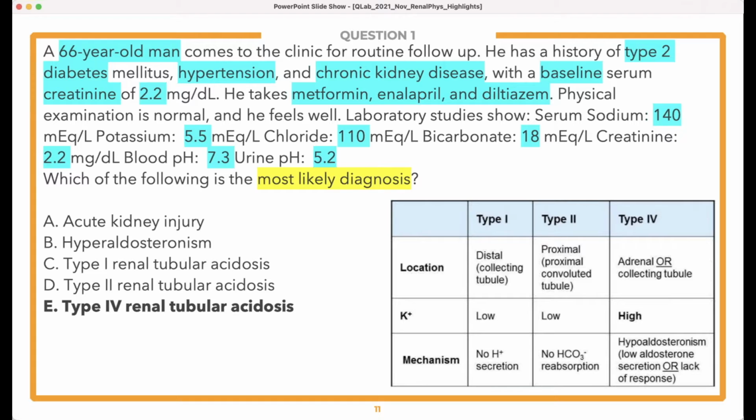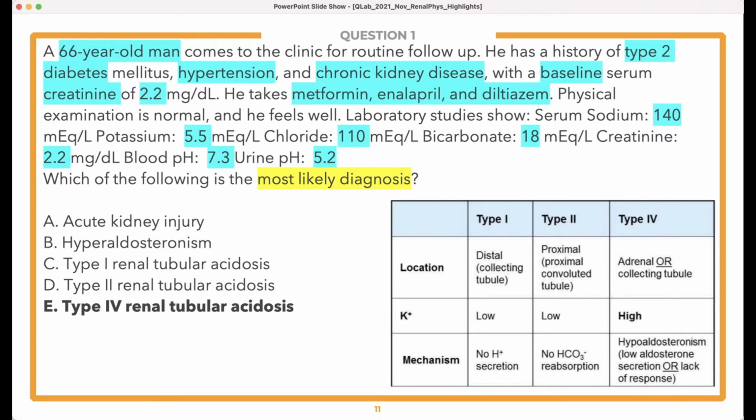Hyperaldosteronism, answer choice B, would actually lead to metabolic alkalosis, the opposite of what this patient has, and would also have hypokalemia. And an AKI, or acute kidney injury, would be an acute rise in creatinine from baseline. We know that this patient's creatinine is not elevated from baseline. They told us their baseline was 2.2 and their creatinine today is 2.2, so they do not have an acute kidney injury. So answer choice E here would be the best answer.